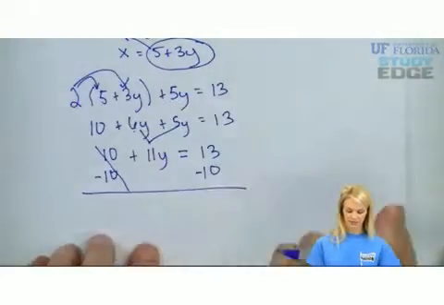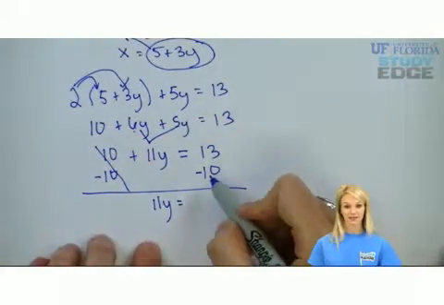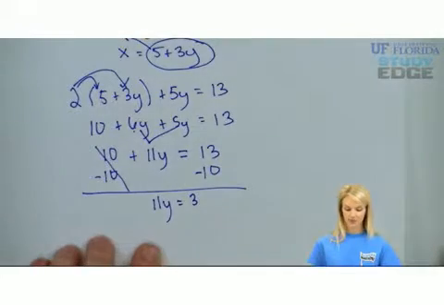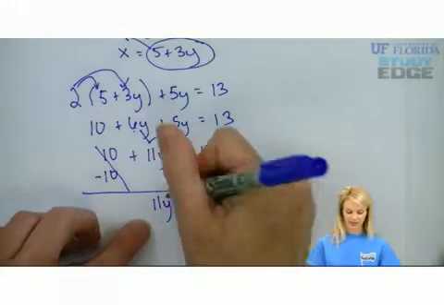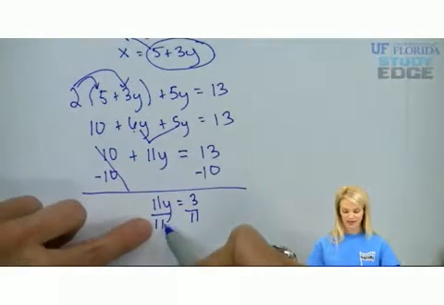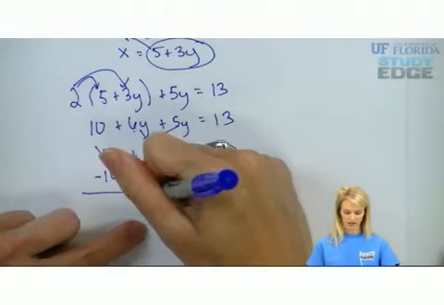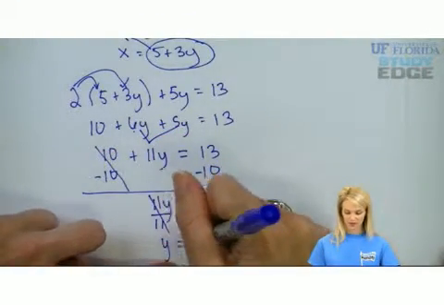Let's see what happens. Now I have 11y equals, what's 13 minus 10? 3. But I'm not done yet, am I? I still need to do what? I still need to get y by itself. Well, if I divide both sides by 11, 11 divided by 11 is what? 1, so that cancels out. And I'm left with y equals 3 divided by 11.